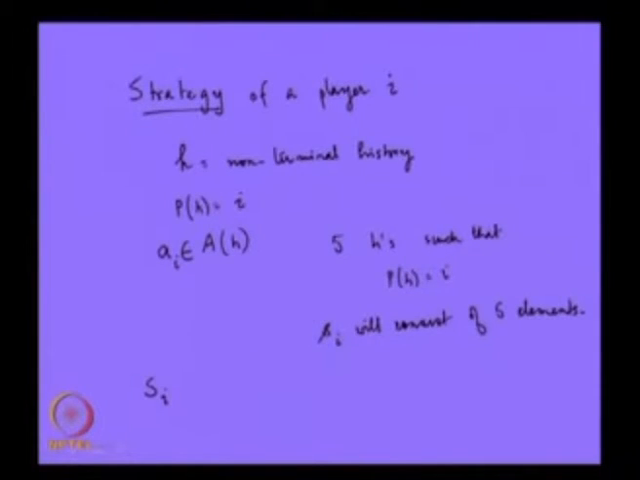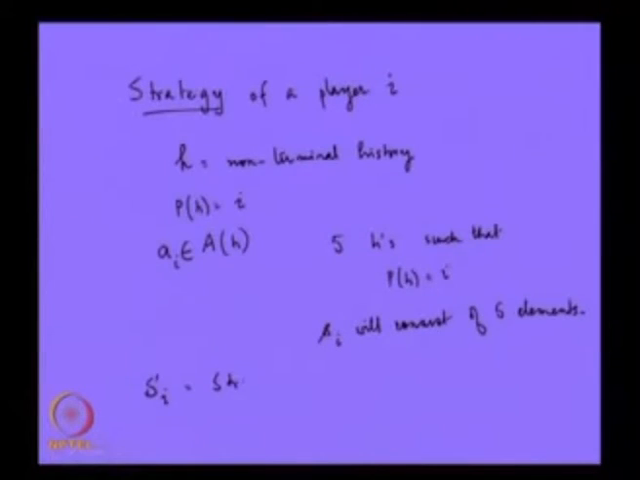There could be many strategies of a particular player. If we club all these strategies together of a particular player, if we make a collection of them, then that collection or set will be denoted by capital S_i, and this will be called the strategy set of player i.